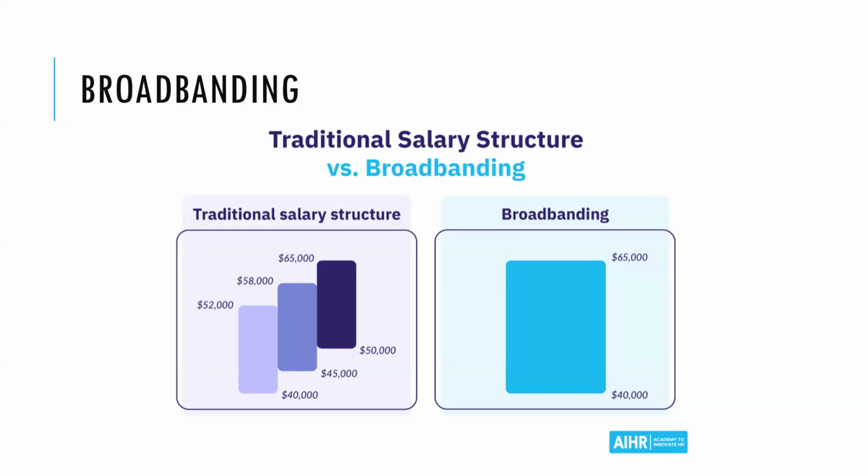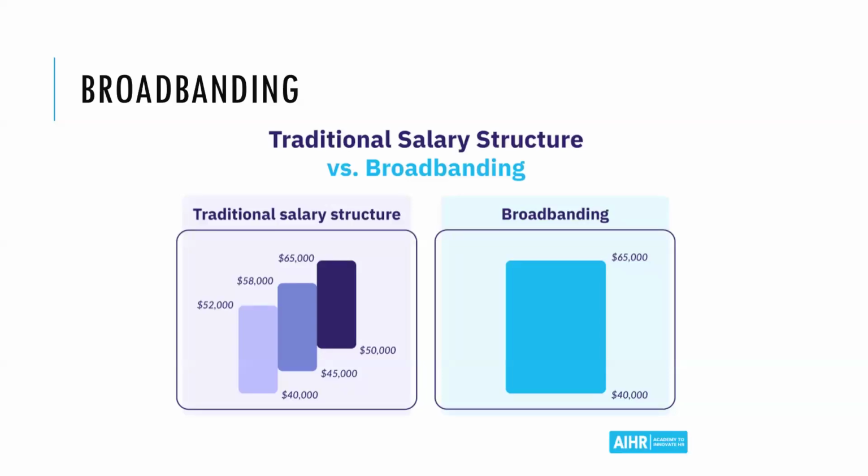And you would have several of these bands, but instead of having like 10, 15, 20 bands across your organization, you might only have 3 to 5 in broadbanding. And then what happens is your employees can get promoted, but they don't change their band that they're in for pay. So it's much easier for managers then to determine what your pay would be when you get promoted based on where you are in that broadband.